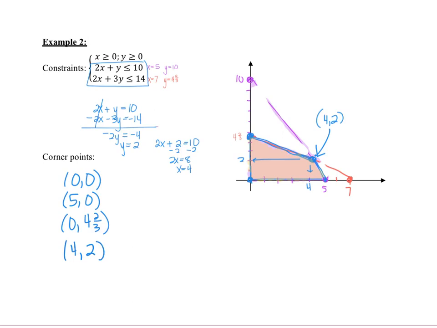Now some of you might be thinking, well, what happened to the corner point 7 and the corner point 10? Well, they are not in the shaded region, and so we don't have to include them as part of our solution set. Our solution set is only the region formed by the four corners of 0, 0, 5, 0, 0, 4 and 2/3 and 4, 2, and the area that's in between all of those, the shaded region.